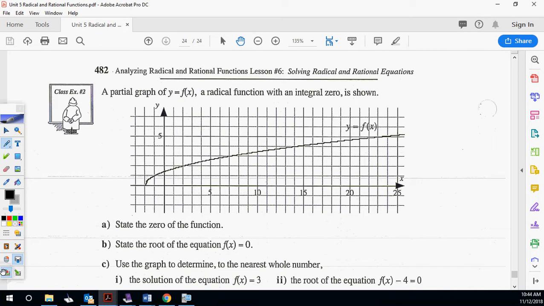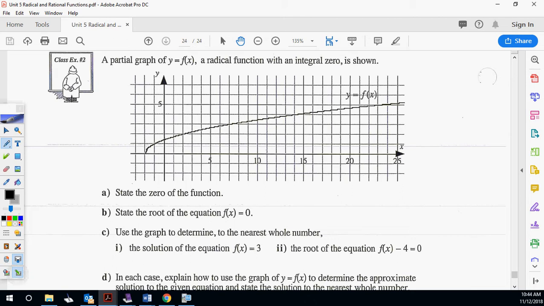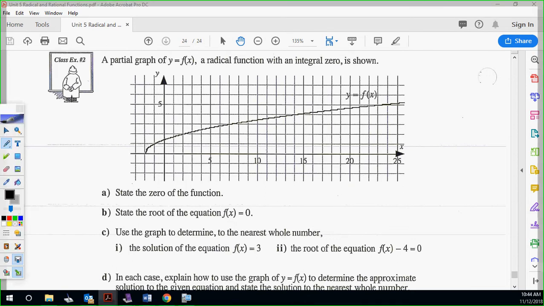All right. This is all we got here. Just a couple more examples. Partial graph of y equals f of x, a radical function with integral 0 is shown. State the 0 of the function. So it's telling you it's integral. So what's the 0? Yep, -2.